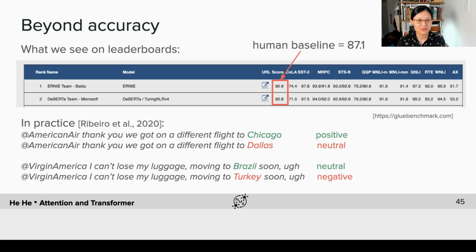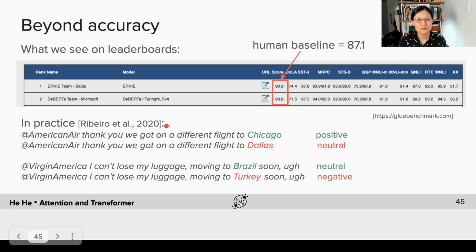In the last section, we have seen how awesome these large-scale transformer models are and how pre-training allows us to reach great performance improvement. And in fact, on the GLUE benchmark, which consists of a range of natural language understanding tasks, we can see that the top performing model is reaching 90 plus scores, and the human baseline is only 87.1. So if you just look at the leaderboard, the models are achieving superhuman performance. However, what happens in practice once we deploy this model?